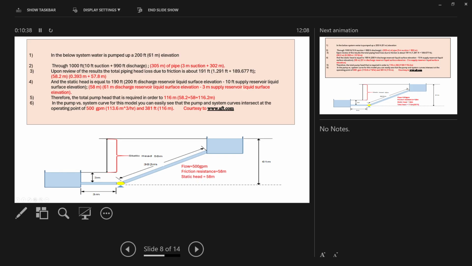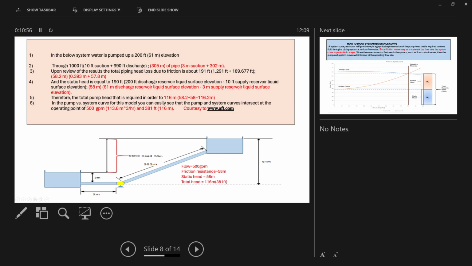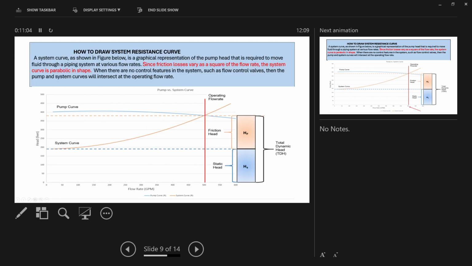58.2 is the friction loss. The static height is 58 because the discharge tank level is 61 and the suction tank level is 3. So there will be a difference of 61 minus 3, that is 58, which is your static height, and the friction resistance is 58. So what will be your total head? I have told you, the static head plus friction head, that is 58 plus 58, that is 116. Now you see, this is your static head, this is your friction head. This is your pump performance curve. This is 500 gallons per minute.